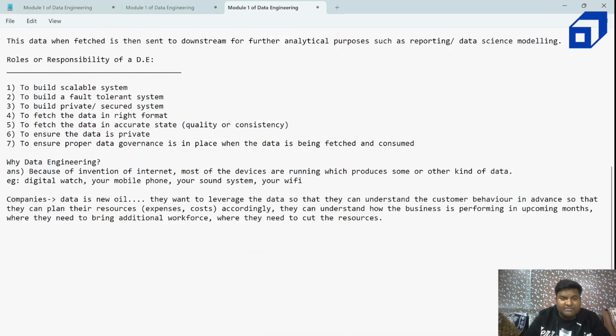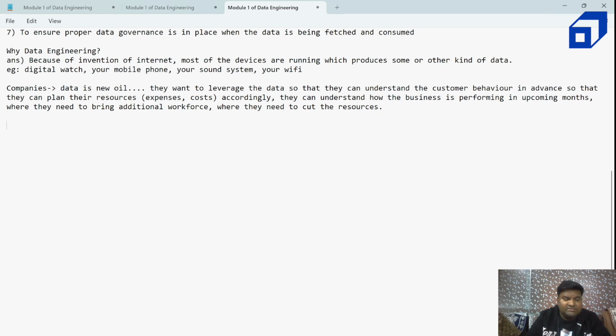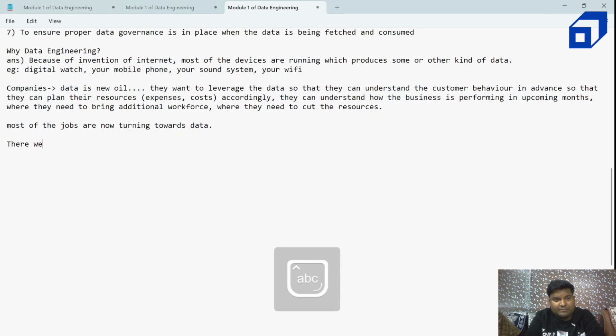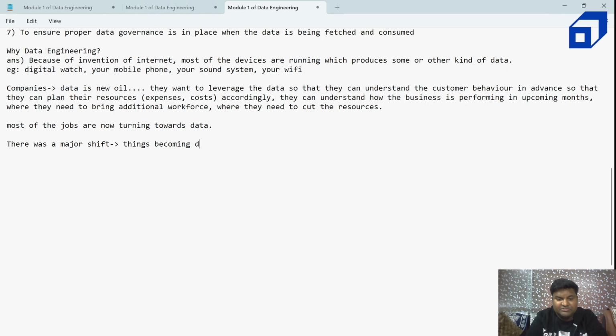And that's the reason, based on this point, because the data is the new oil, and because most of the companies have understood, right, like to understand the customer behavior, to understand the trends of how the customer purchases an item in the market, most of the jobs are now turning towards data. Apart from that, there was a major shift, which is things becoming digital, basically no need of persons or involvement.